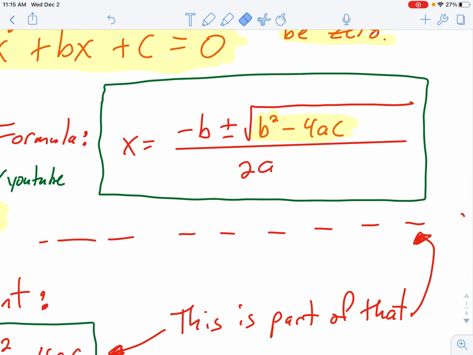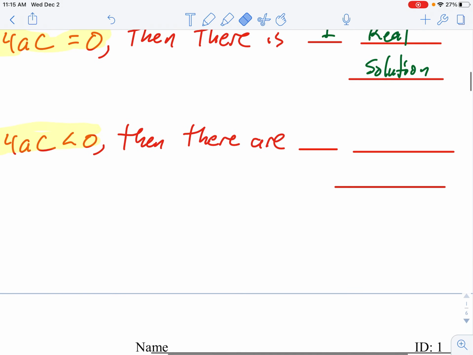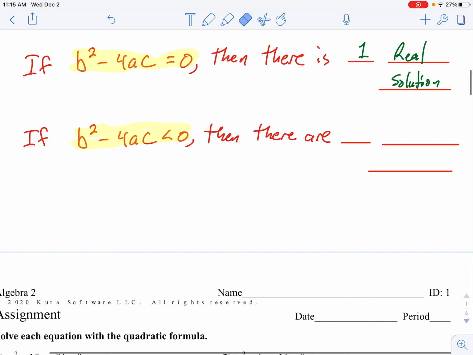Plus i, minus i: two separate answers, and they're imaginary. So if the discriminant is less than 0, meaning negative, there are two imaginary solutions.